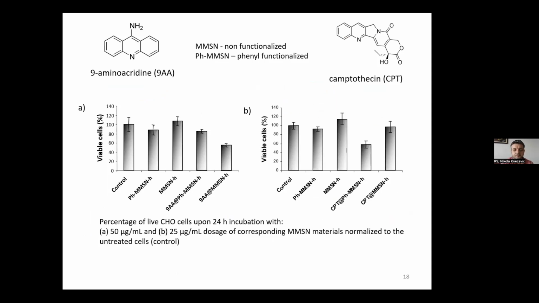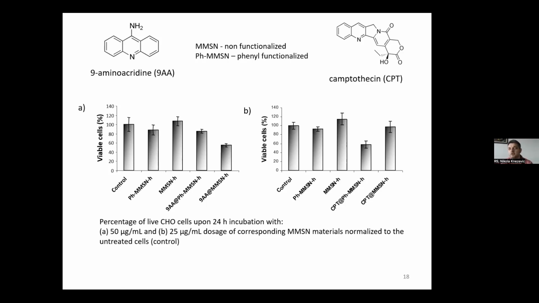And also in this case, we showcase that different types of drugs can be released differently if we use different functional groups inside the mesopore. So in the case of phenyl functional groups present in the material, loading and release of the camptothecin drug was enhanced. You can see this on these CHO cells, Chinese hamster ovarian cells. But in the case without the functional groups, more effect of release of 9-aminoacridine was noticed.